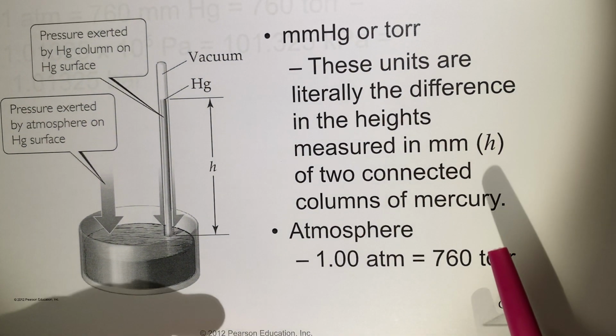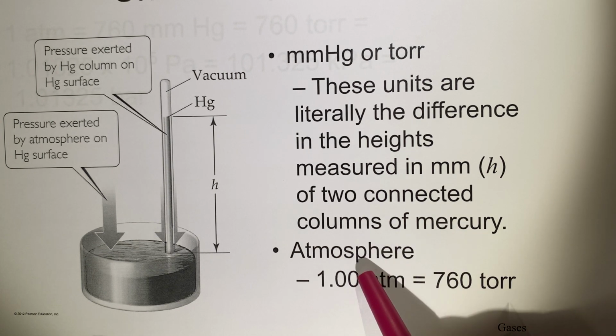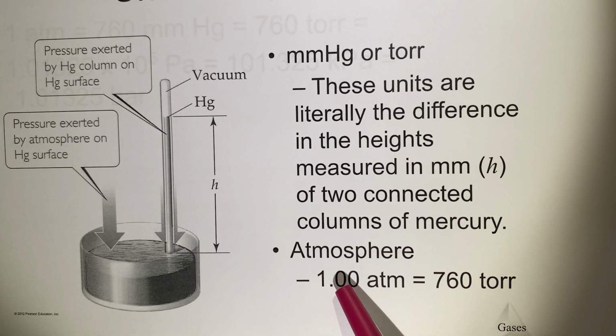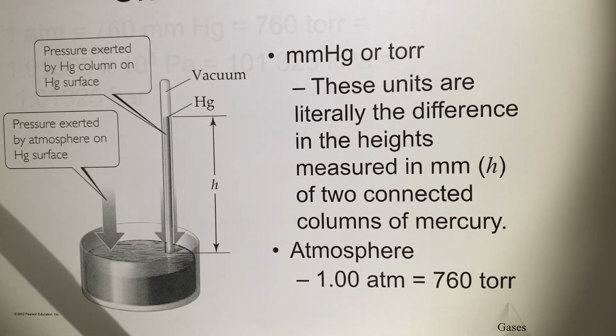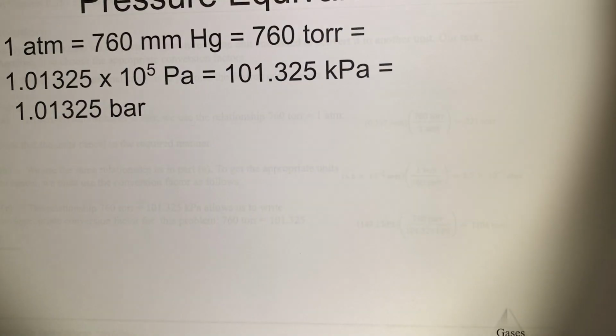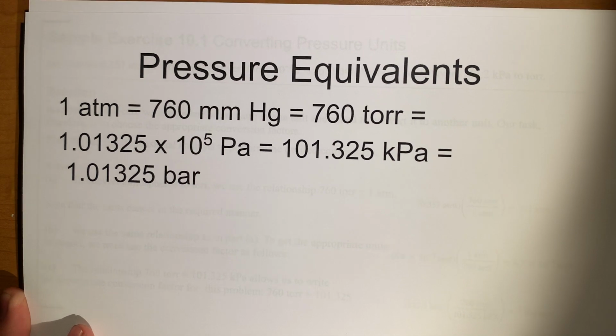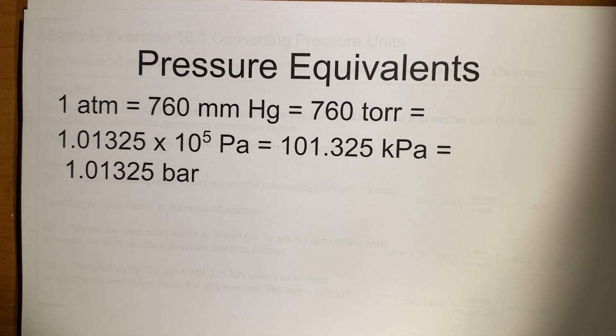Another unit of pressure is atmosphere. 1 atmosphere is equal to 760 torr. Again, that number, 760, comes from a standard that was used a long time ago of 760 millimeters of mercury, which again equals 760 torr. But this is really the all-important slide right here.